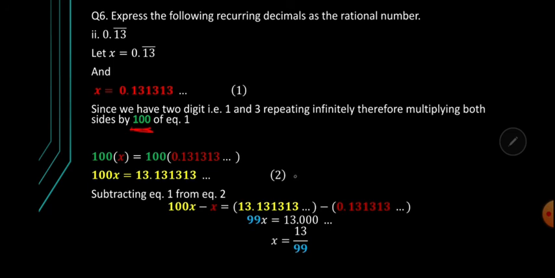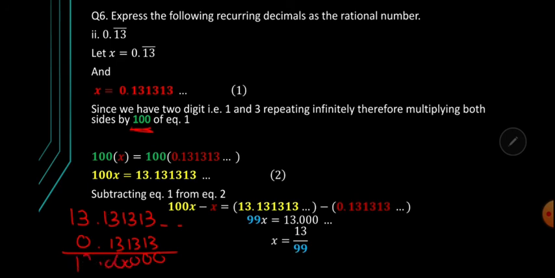Now we have equation 1 and equation 2. Subtract equation 1 from equation 2, we get 100x minus x is equal to 99x, and similarly 13.1313 so on minus 0.131313. 3 minus 3 is 0, and 13 minus 0 is 13, and the point will be the same, so we are left with 13. And here 99 is multiplying, so on the other side it will be divided. So 0.13 recurring is equal to 13 by 99. So this is the fraction representation of recurring decimals.